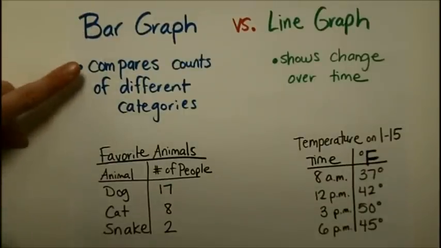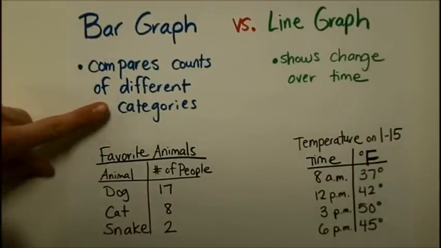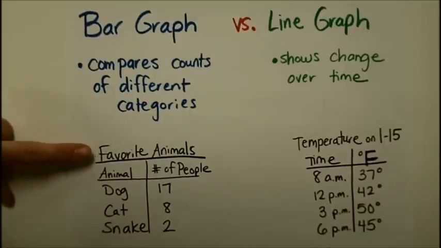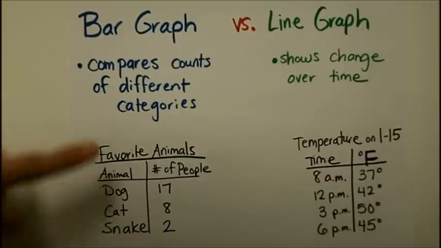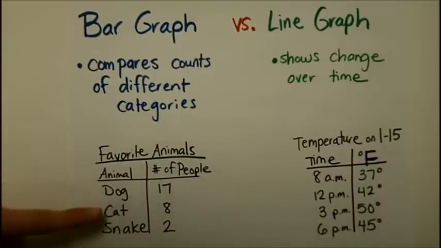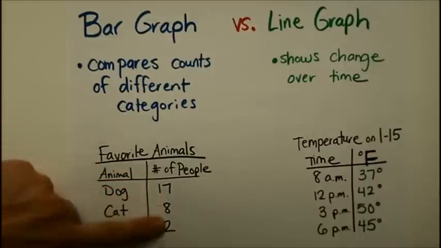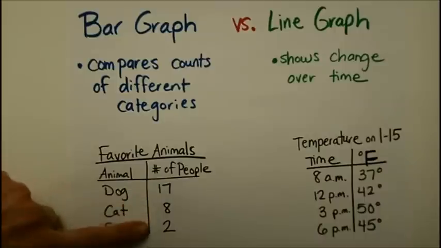A bar graph compares counts of different categories. For example, if you asked people in our class what their favorite animals were, we could have different categories of dog, cat, and snake, and we could count the number of people that voted for each animal.